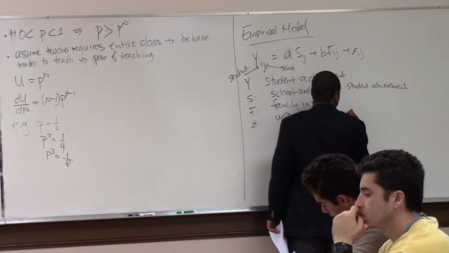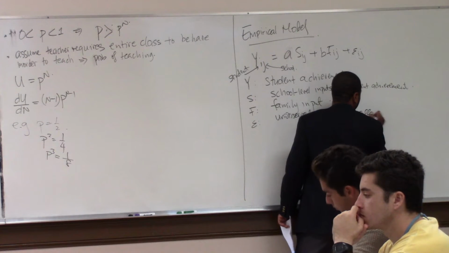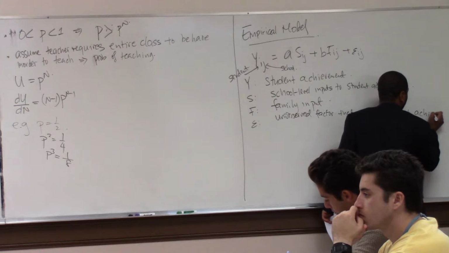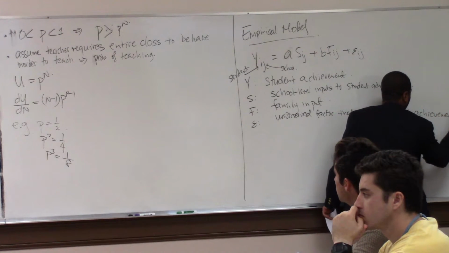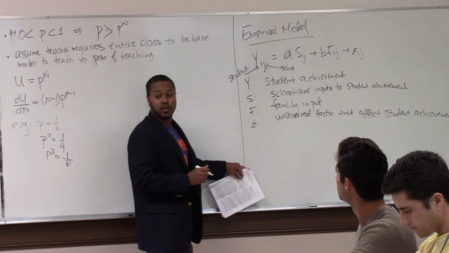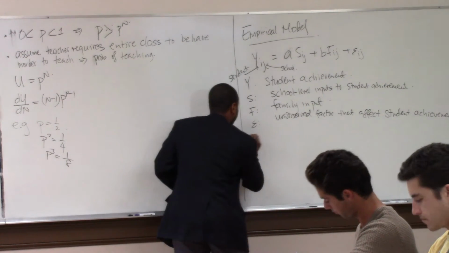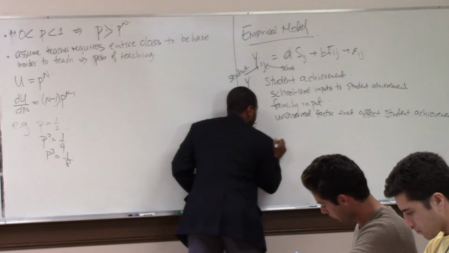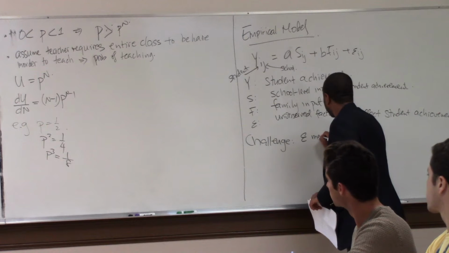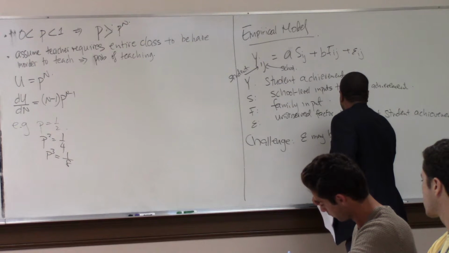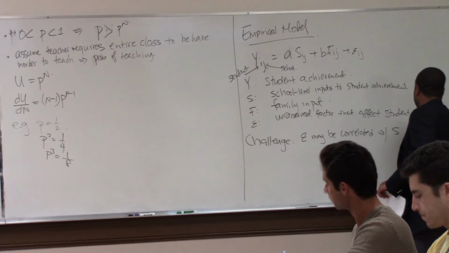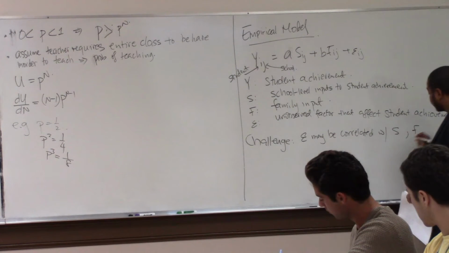So in this epsilon, there can be unobserved factors that affect student achievement. And can you guys in the back see here? And the challenge is that the epsilon may be correlated with the S and the F inputs.